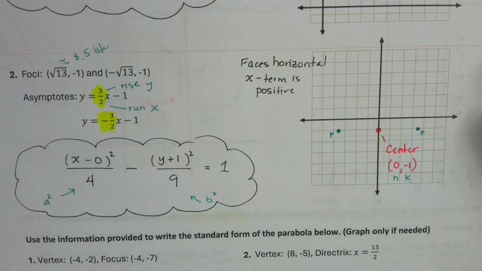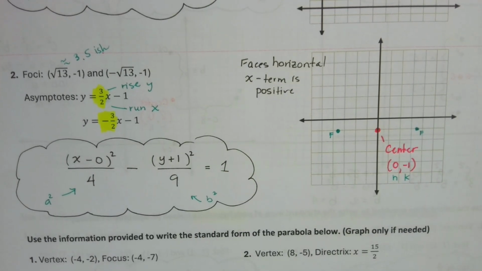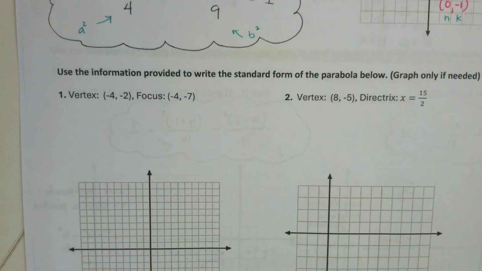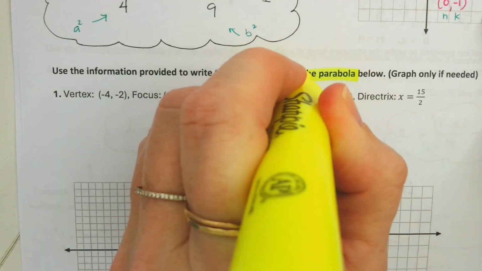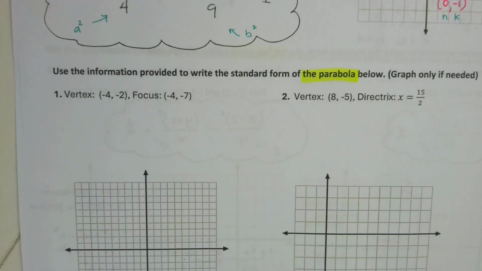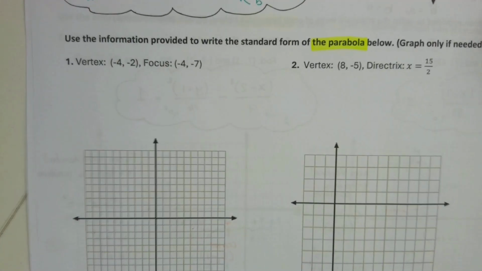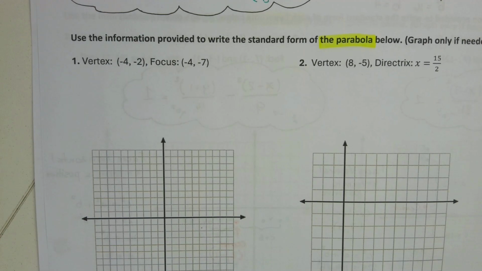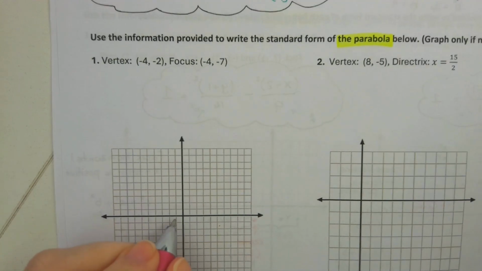All right, and then last shape is the most current one, the one we did most recently. So this one we might actually remember. Standard form of a parabola is the last one. I'm going to start just by graphing what I'm given. I have a vertex and a focus on the first one. Vertex is at -4, -2.